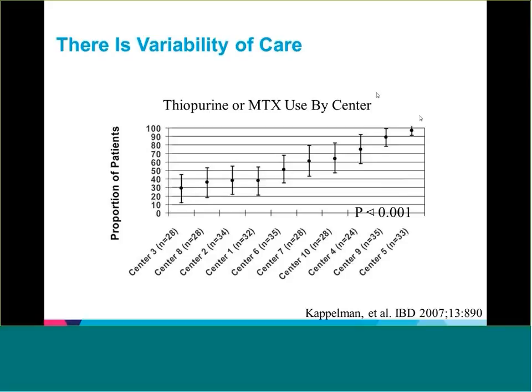prescribed. And as you can see all the way out on the right here, Center 5 used thiopurines or methotrexate in about 97% of their patients, whereas here at Center 3, it looks like only 29% of their patients were on thiopurines or methotrexate. And so a really big difference. You can see everybody else was sort of scattered somewhere in between. And all of this center dependency is an interesting phenomenon that's there.